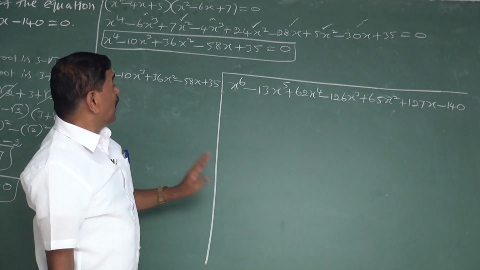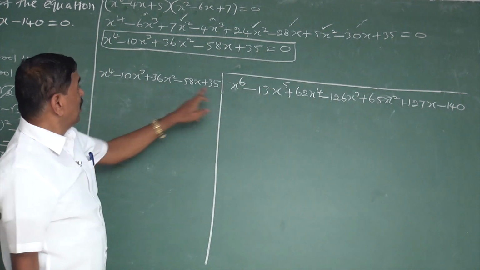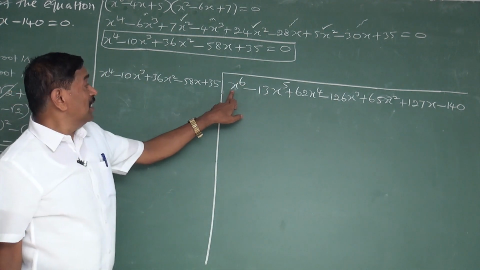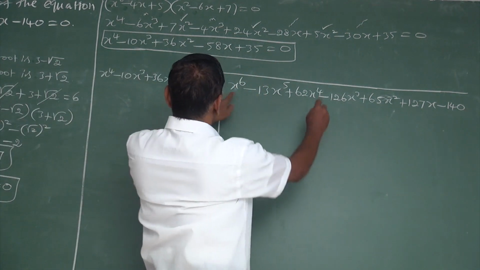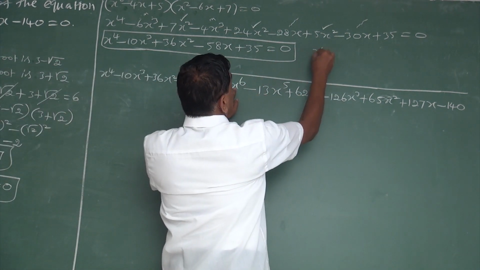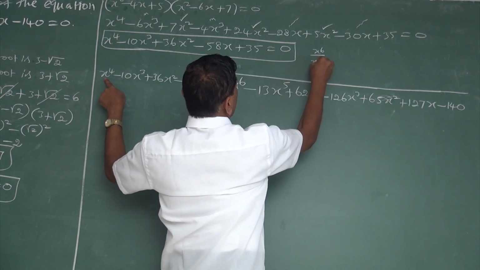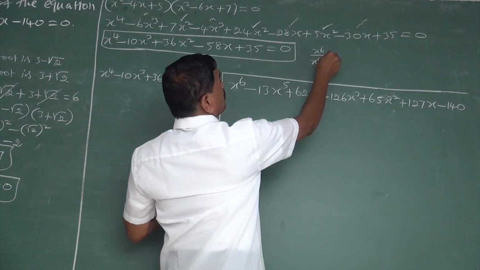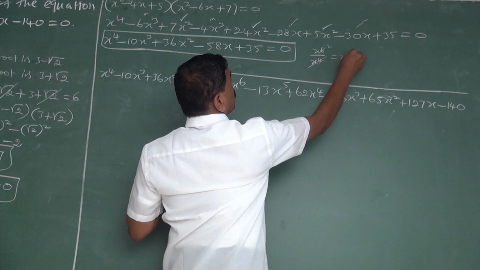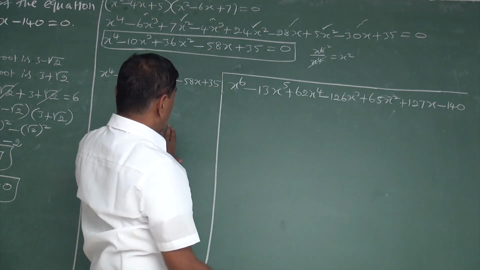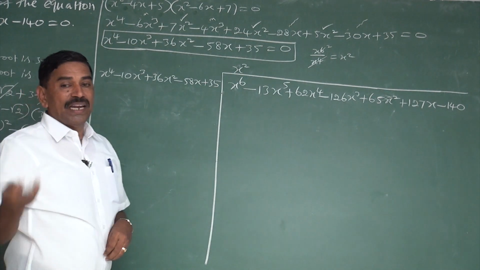Now, how to divide? Take the first term divided by the first term. Here the first one is x power 6 divided by x power 4. We want to do the rough work. x power 6 divided by x power 4: x power 4 fully cancels, 6 cancels leaving 2, that is x square. So, write that x square in the quotient place. Okay. Now, what is the next step?